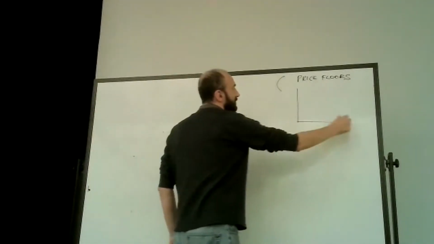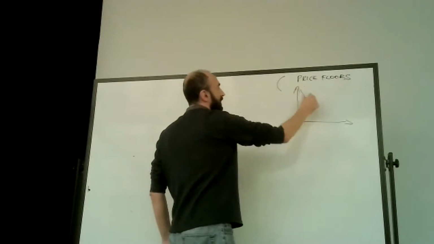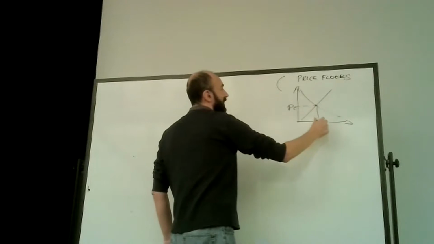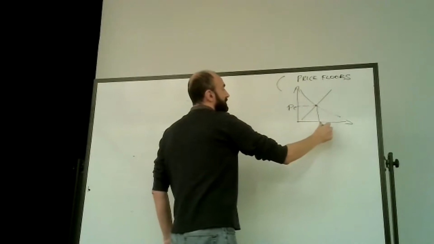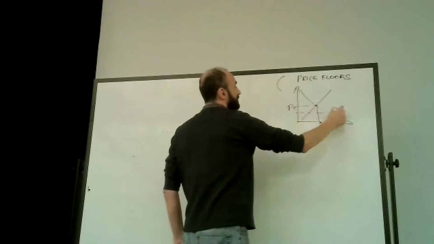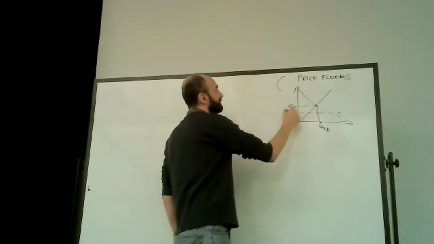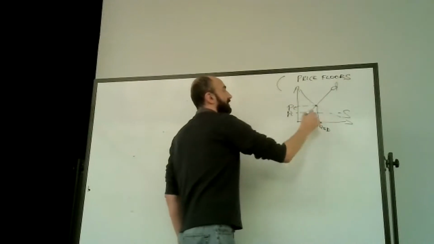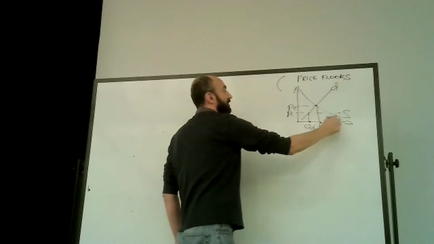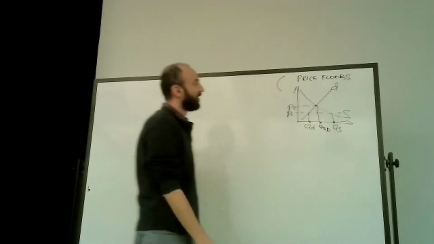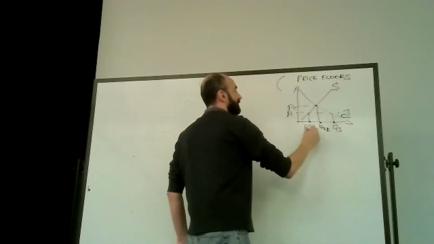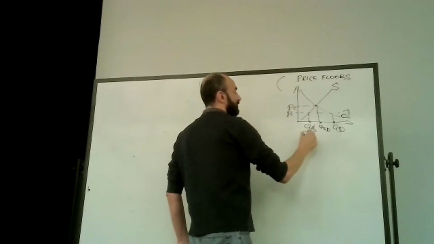So price floors, to remind you, are situations whereby supply of goods exceeds the demand when the price is lower than the equilibrium price. We have a situation where the quantity supplied is smaller than quantity demanded.